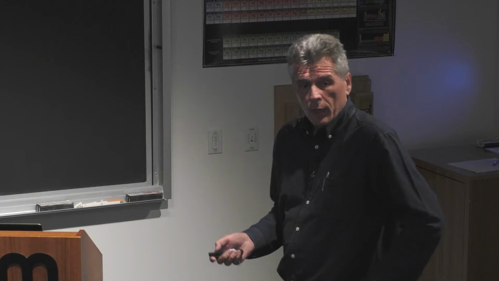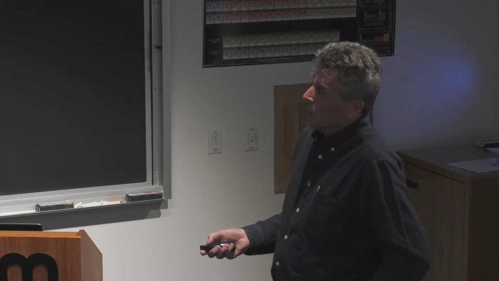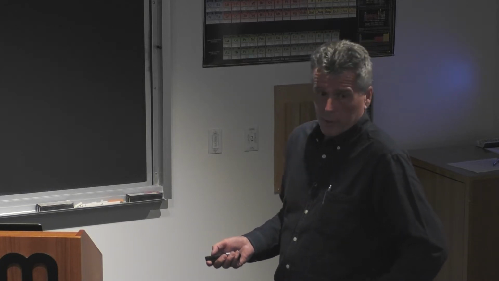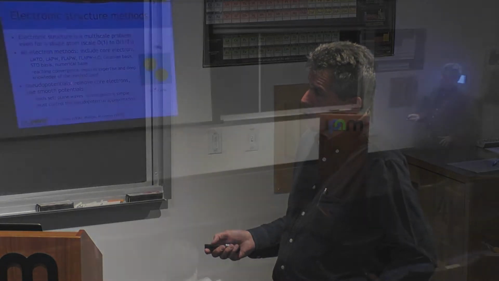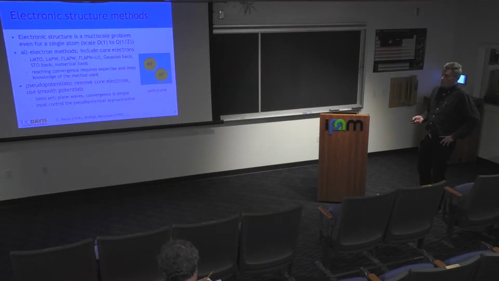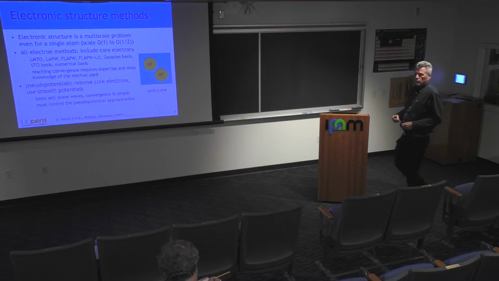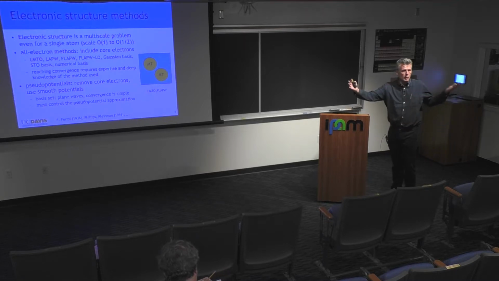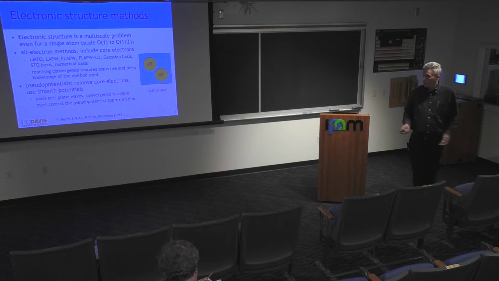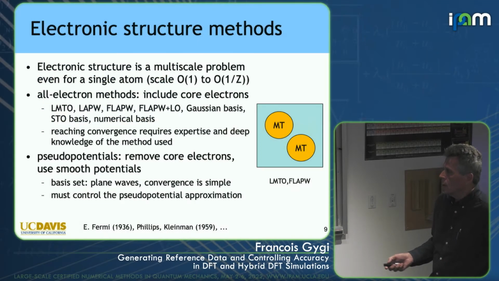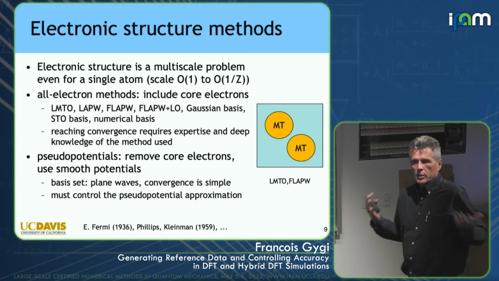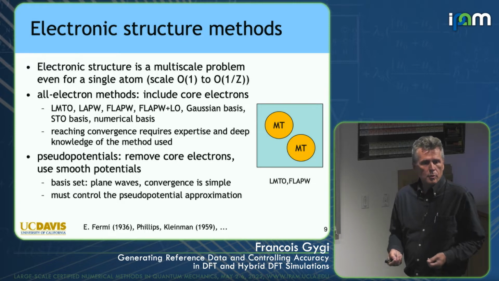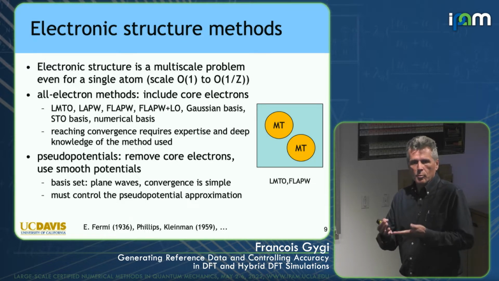On the other hand, you have the other approach, which consists in removing core electrons altogether, using pseudopotentials, which are then smooth potentials. And then if they are smooth, you can use a plane wave basis. So if you use a plane wave basis, it's simple to converge. You have just a single parameter, which is your plane wave energy cutoff, and you can just push it until everything converges. Nice. But now you must control the approximation you made by removing these core electrons and substituting them with a pseudopotential. And that's where the problem lies now.